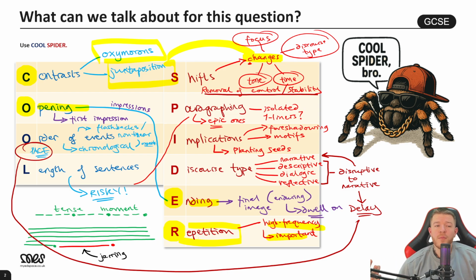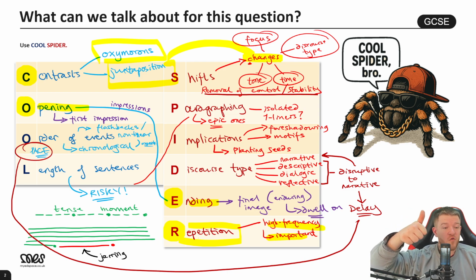And if you struggle to remember Cool Spider, you've at least got the core ideas of structure for things to look out for. Now, when it comes to actually writing up your response, it's just like a language analysis. You would say, this is what the writer is doing to us as readers. Here is how they are doing it. And here is the effect that it has on our experience reading it.